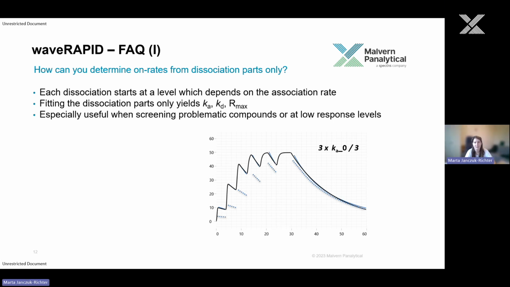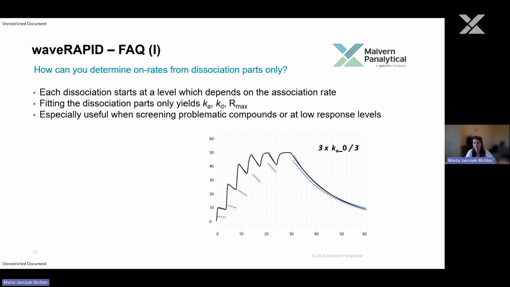But actually, each dissociation starts at the level which depends on the association rate. So if you take the end of one dissociation and the beginning of the next dissociation, it's actually bearing the information about on rate. And all of these fragments together, they are really bearing this information. And we can see an example here.